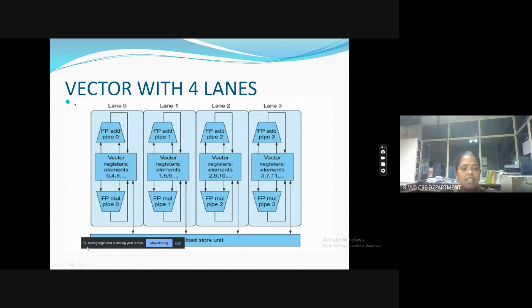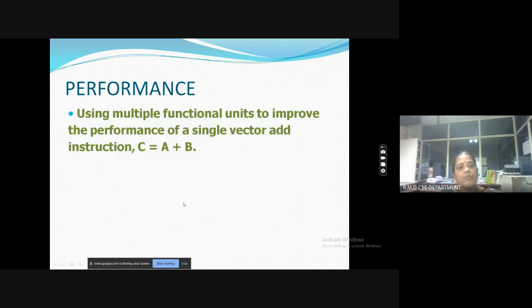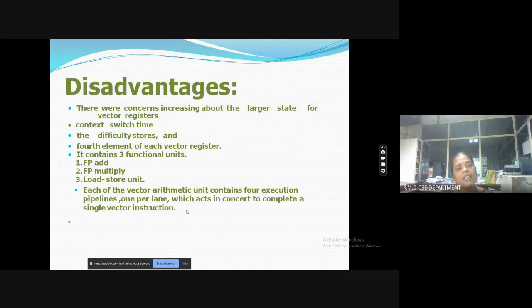Finally, after completion, we have the vector load and store unit. Load is used to receive the data, and store is used to send the data and store the answers. So this is a vector unit with 4 lanes. Using multiple functional units improves the performance of a single vector. For example, the instruction C equals A plus B happens in a single vector. The contents of register A and register B are added and stored in register C. So lane 2 will not use the same register. To increase performance, we split the work and do it.